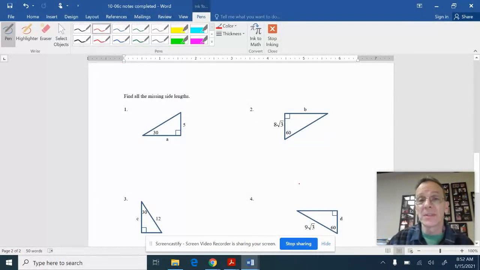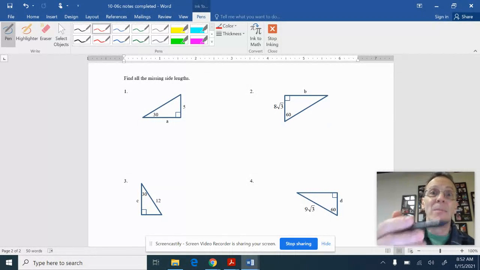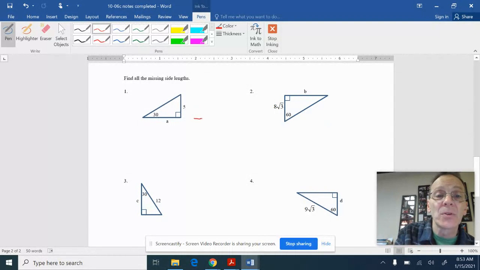So we want to find all the missing side lengths in these examples on this page of the notes. The A, the B, the C, the D, and so on, okay? So notice in this first triangle, I've marked a right angle and I've marked a 30-degree angle. So if one angle's 90 and the other one's 30, since all the angles add up to 180 degrees, if we did the arithmetic, we'd find out the missing angle would have to be 60 degrees. So this triangle is a 30, 60, 90, and therefore it must be similar to any other 30, 60, 90.